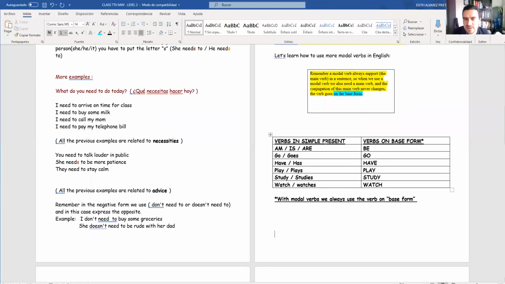Entonces, the verbs in simple present, por ejemplo, la conjugación del verbo to be en presente simple, que ya la saben, am, is, are, depending on the subject, ¿no? I am, you are, he is, she is, it is, they are, we are. La conjugación del verbo go en presente simple, I go, you go, she goes, he goes, it goes, they go, we go. ¿Cierto? Esa sería la conjugación del verbo en presente simple.